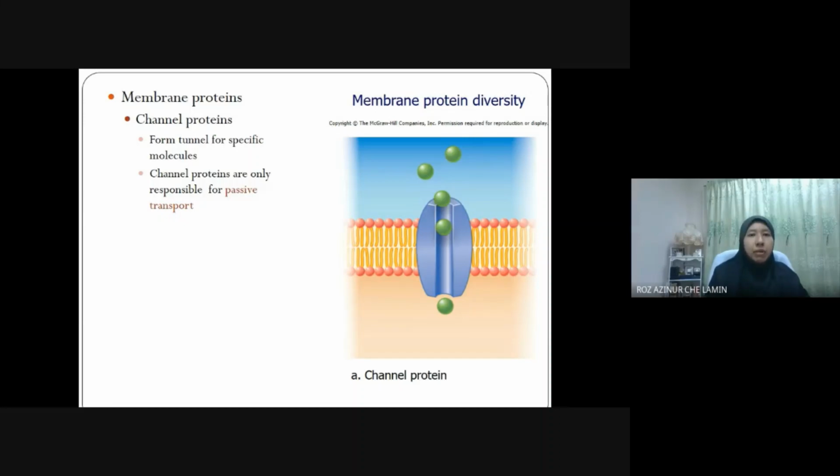Channel protein forms a tunnel for specific molecules. These channel proteins are only responsible for passive transport. This is the diagram of the channel protein.